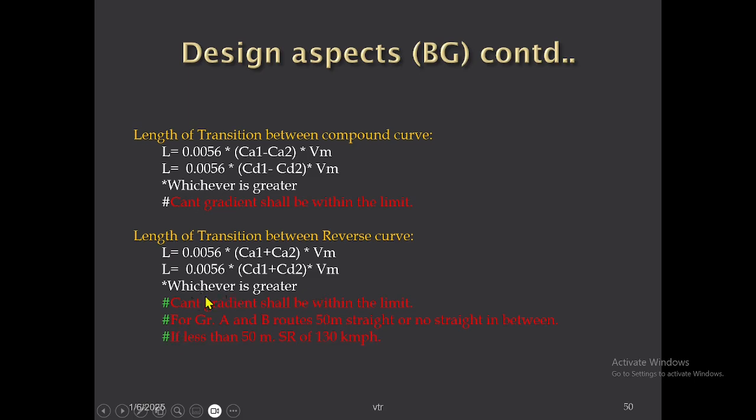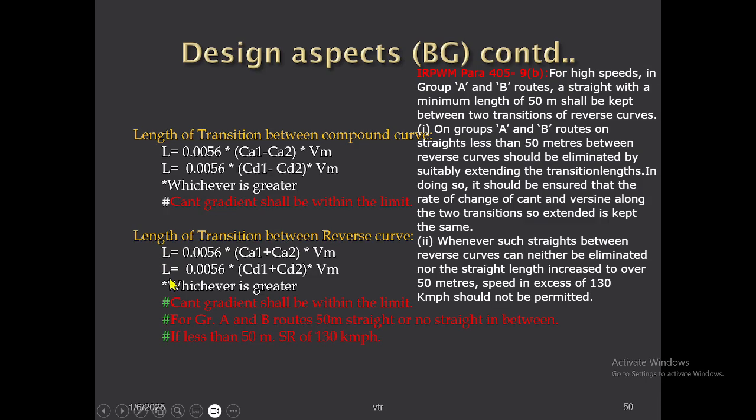Okay, here one thing already noted is given as per the engineering practice manual. The cant gradient shall be within the limit, of course in case of desirable, minimum means 1 in 360, we must ensure.